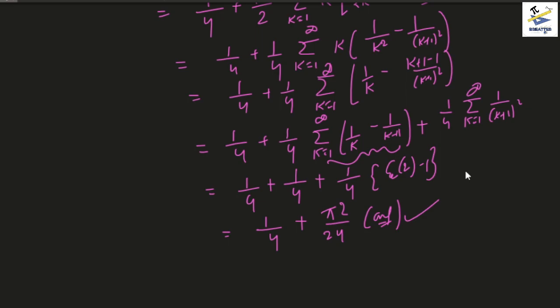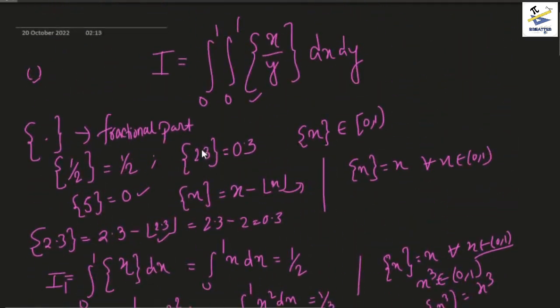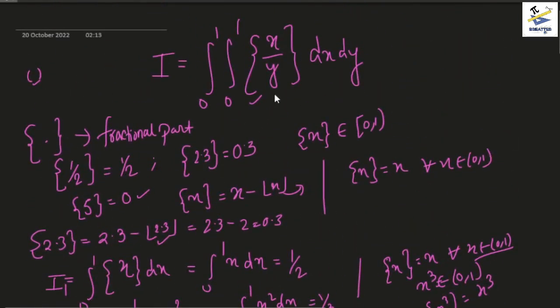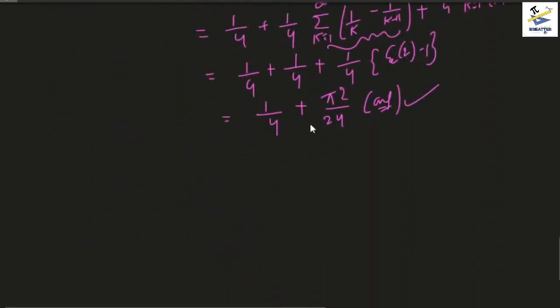So you see that these simple integrals might be much more interesting than possible. If you look at the initial integral, it was just 0 to 1, 0 to 1, fractional part of x by y dx dy, and on evaluating we found an answer which is 1 by 4 plus pi square by 24. Completely unexpected, yet true.